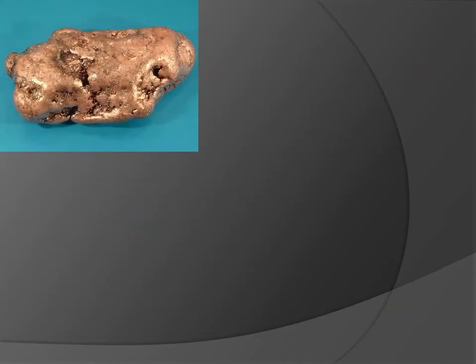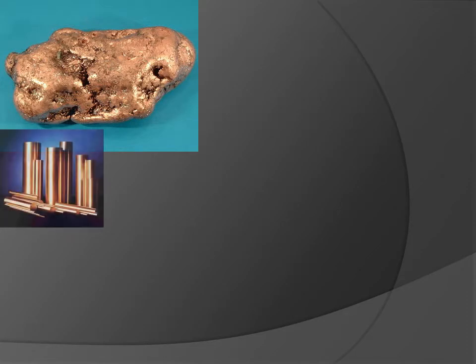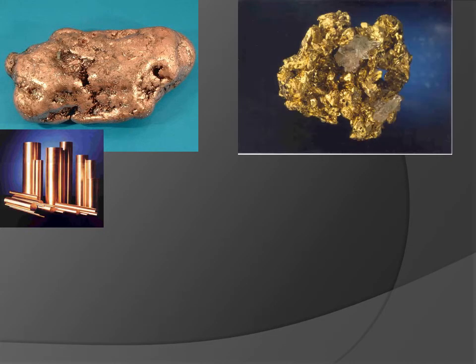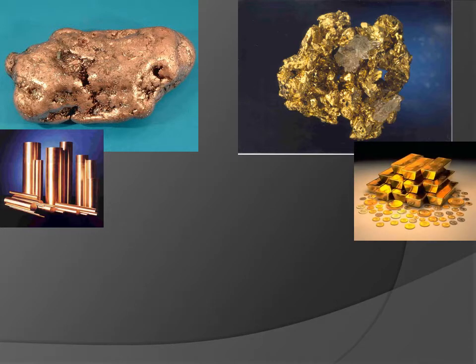This would be a sample of unrefined copper. We can then, of course, process it, refine it, and make copper as a metal that we can then use in building and all kinds of different applications. This is unrefined gold, which of course we can refine and we can make jewelry or coins out of gold.